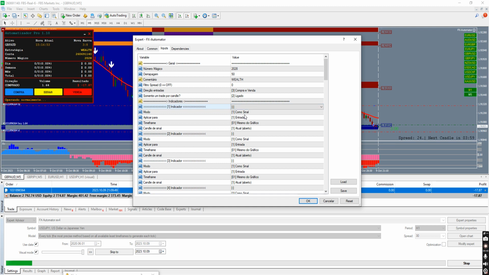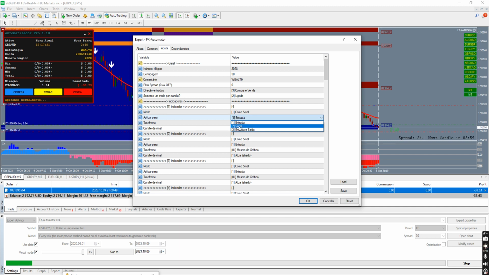The next thing to do is to come here. How do you want that indicator to trade? As a signal? Yes, if you put here that you want it to trade as a signal, I want this to be my main signal, so it must appear before any trade, and that is the entry. Okay, I want it to be the entry point of my trade.